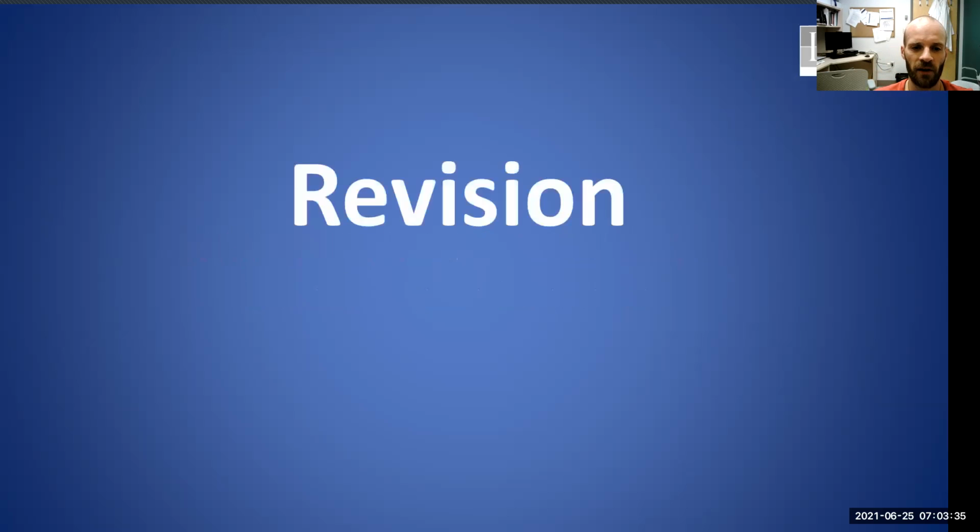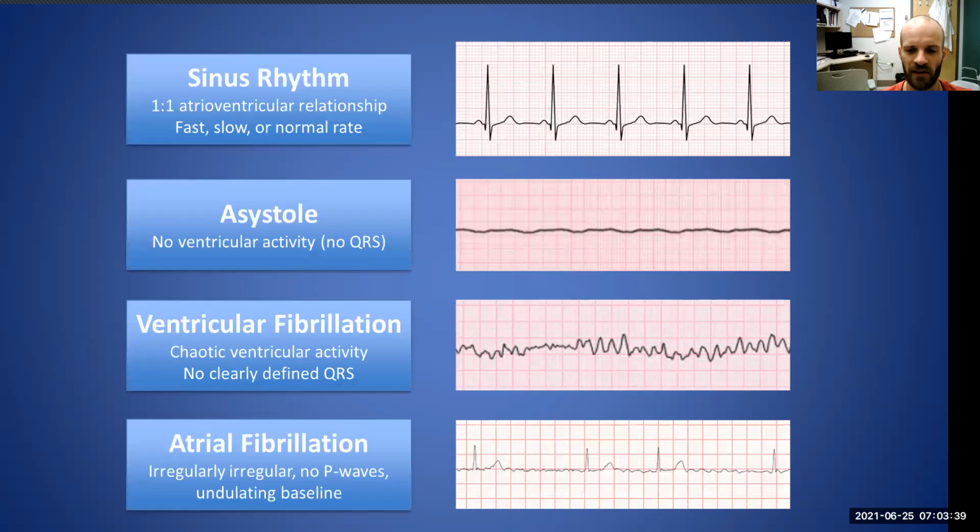Okay, so first of all, let's kick off with a bit of revision from the last session. Last time we did some stuff about rhythms. We looked at several rhythms, and we compared the normal sinus rhythm, where there's a P, QRS, with every cycle. We compared that to asystole, where there was no ventricular activity at all, no QRS complexes. We compared that to ventricular fibrillation, where there was chaotic ventricular activity, and this being a common mode of death for many of our patients with inherited conditions.